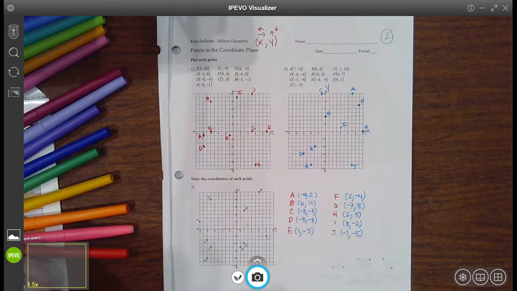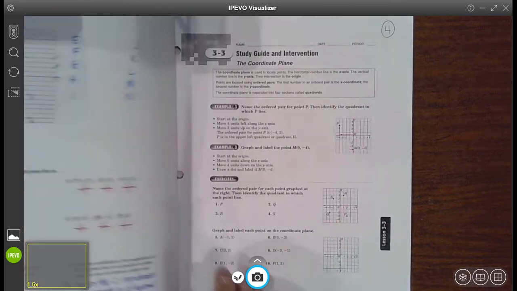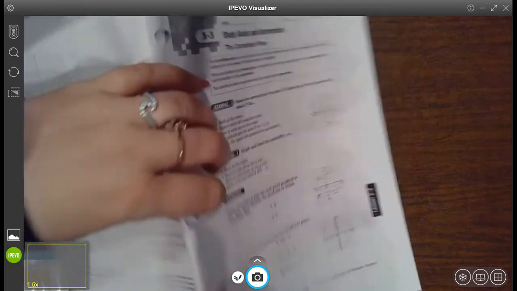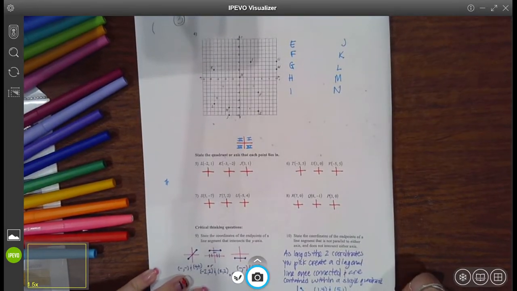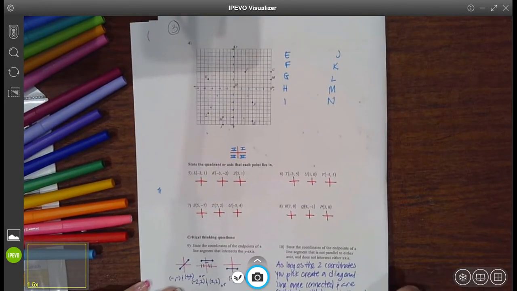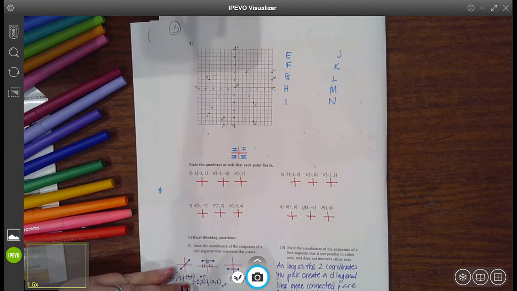If you got 100% on all of those, congratulations. Some of those were pretty tough. If you missed any, you got a chance to redeem yourself, okay? Again, remember, always name the X first and then the Y.